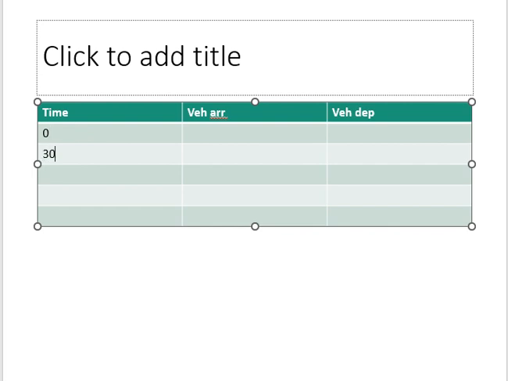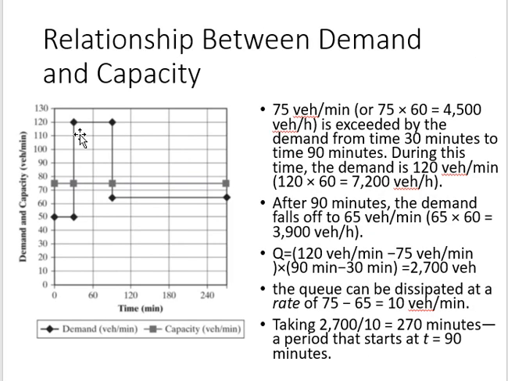Then the next time is 30. Now keep these values in mind, I will ask you why I took them. The next one is 90 and the next one is 360. You see the values now: 0, 30, 90, 360. Tell me, why did I take these values for time? 0 is fine, you always start from 0. Why did I take the next value as 30?